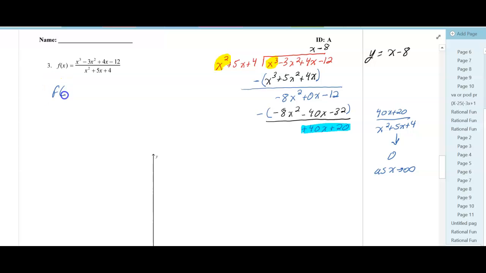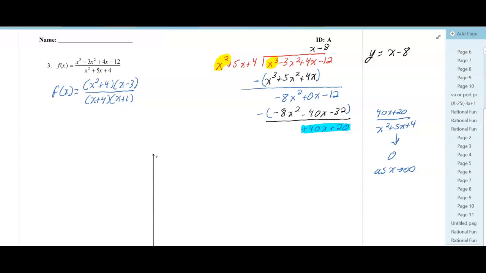I'm going to factor the numerator and the denominator. So the numerator is factored by grouping, and the denominator is a quadratic. So the denominator is x plus 4 times x plus 1. If you factor by grouping, the numerator will become x squared plus 4 times x minus 3. I'm going to leave that as an exercise for you to verify.